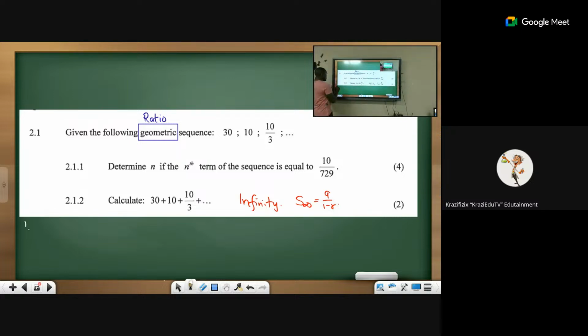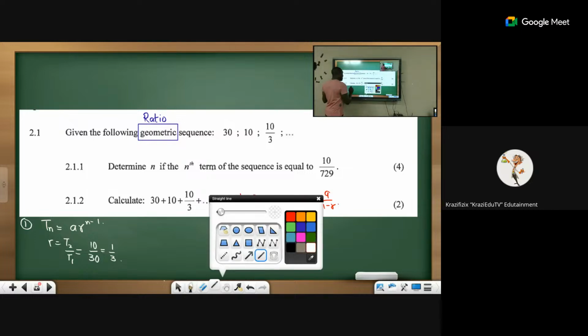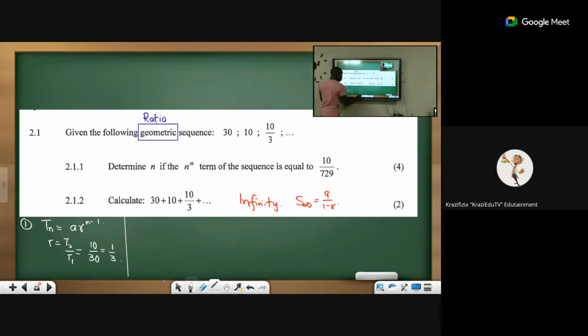Number one, I know the formula is Tn equals AR to the power n minus 1. I do know my A, but what is my ratio? Ratio is T2 over T1, which is 10 over 30, and that would give me 1 over 3. Oh, that's my ratio. Beautiful. So that's the first thing, and I need us to understand that. Now they've given me a term. Okay, what is Tn?